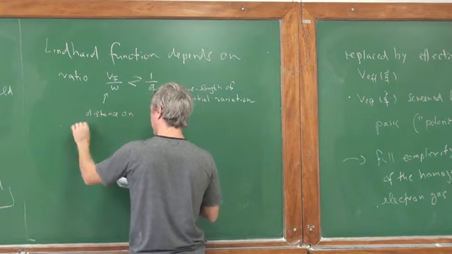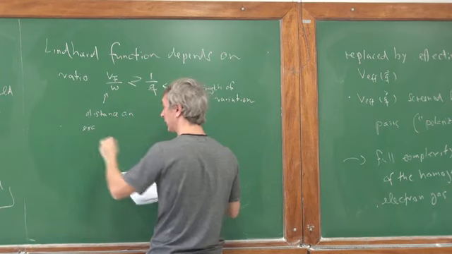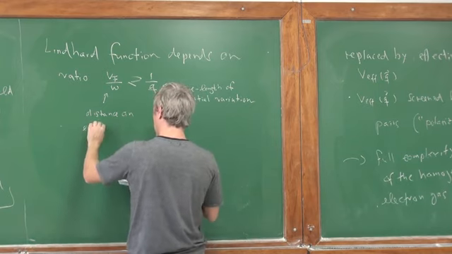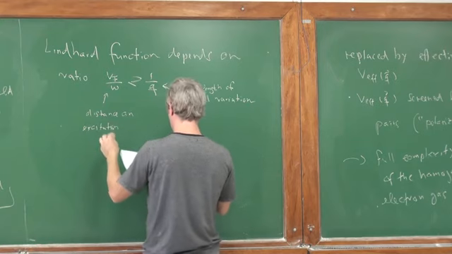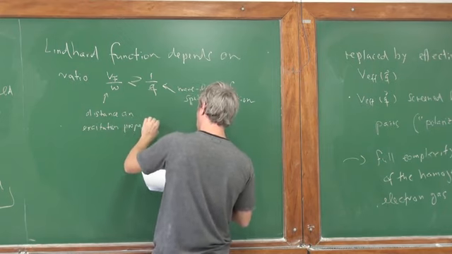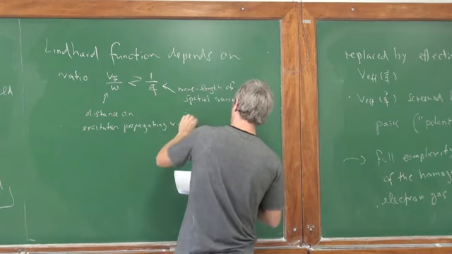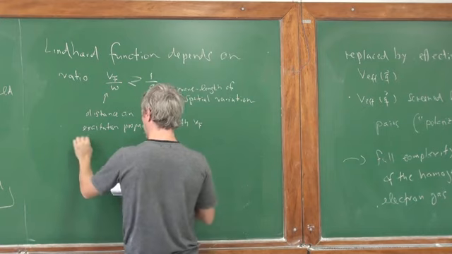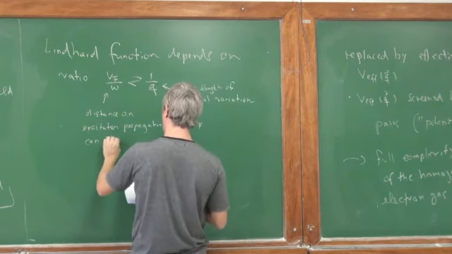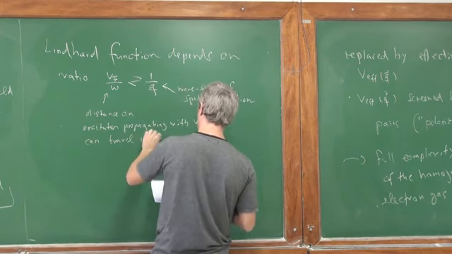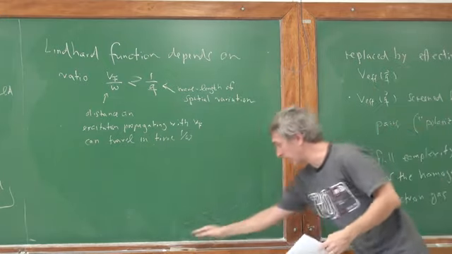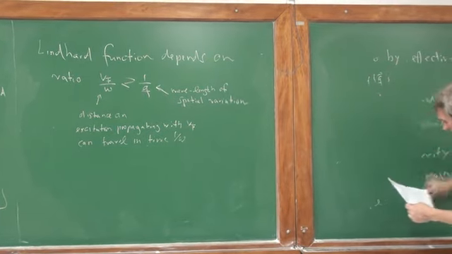an excitation formed from electrons and holes close to the Fermi surface, propagating with the Fermi velocity, can travel in the time set by the frequency, 1 over omega. Okay? So we can look at two limits.